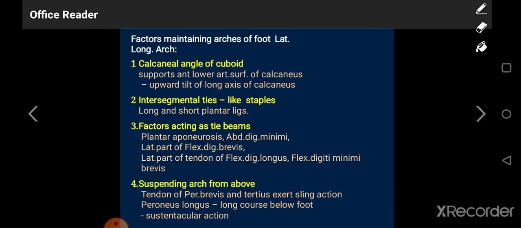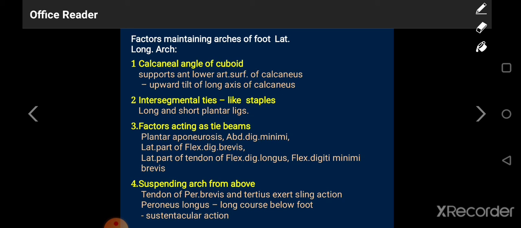Then intersegmental ties like staples, these are provided by the long and the short plantar ligaments. Then the factors which are acting as tie beams are the plantar aponeurosis, abductor digiti minimi, lateral part of flexor digitorum brevis, lateral part of tendon of flexor digitorum longus, then flexor digiti minimi brevis. So these are acting as tie beams, which are tying the anterior and the posterior pillars.